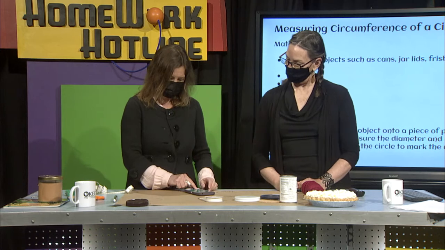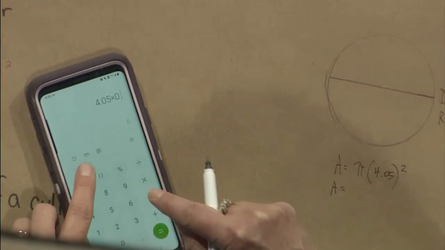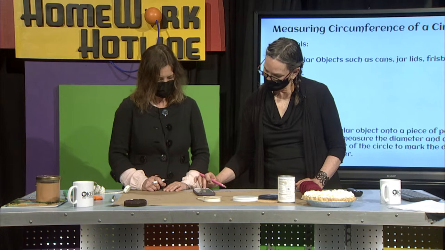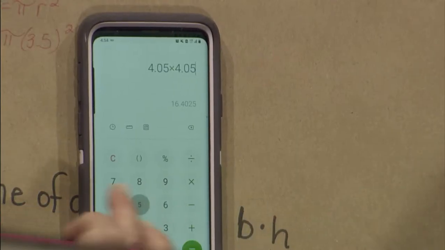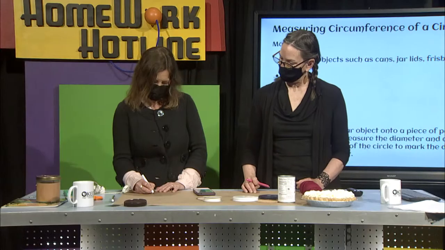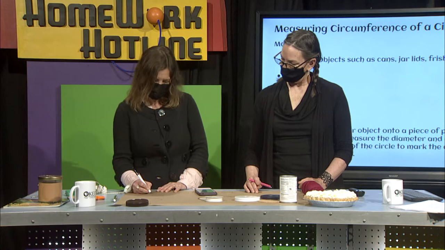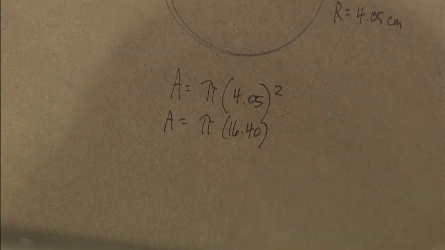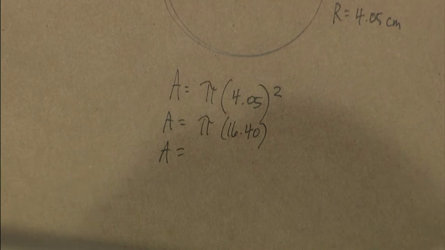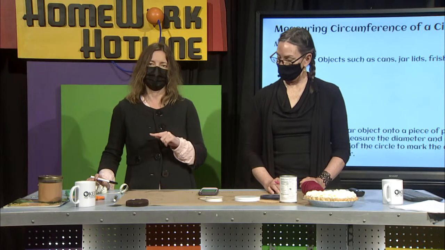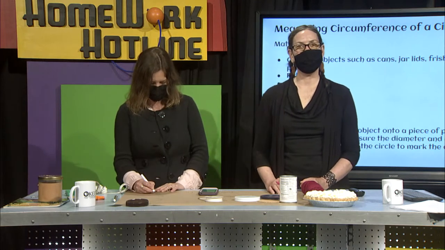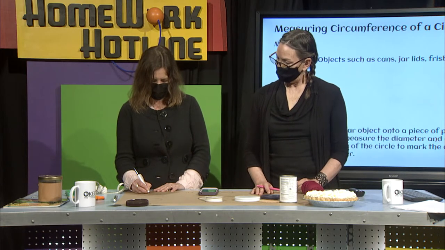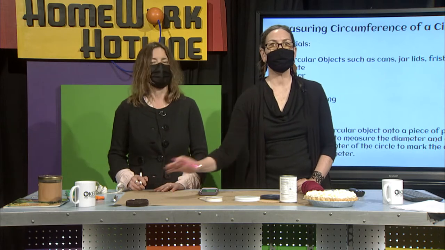So 4.05 times 4. Oh no. Let's see. So we had 4.05 multiplied by itself. Right. Which is what it means to square something. All right. So we have pi times 16. How many places do you want us to go out? Let's just go to the hundredths. Okay. So then we take our answer and multiply by 3.14. I want to go out to my 68 trillion decimal places. We'll be here for a while. So here we have 51.5 centimeters squared. That is the area of your circle.